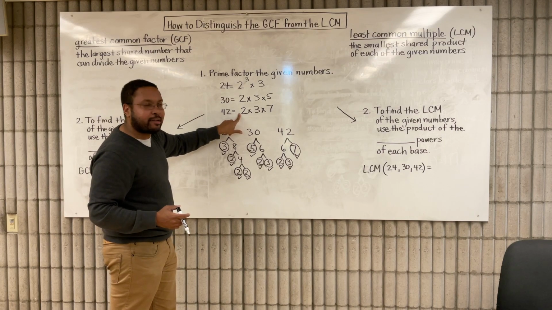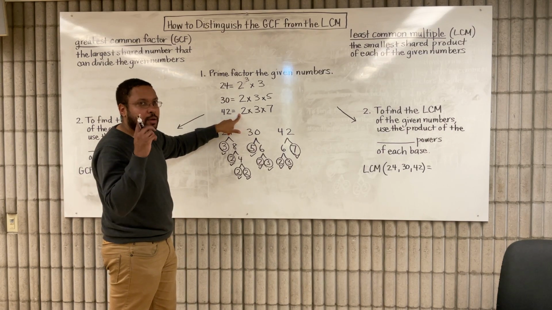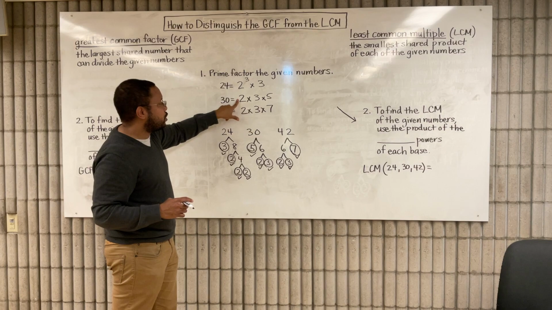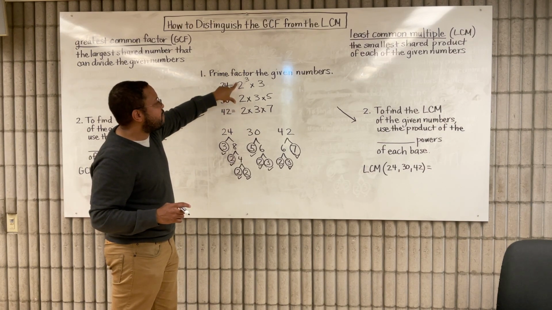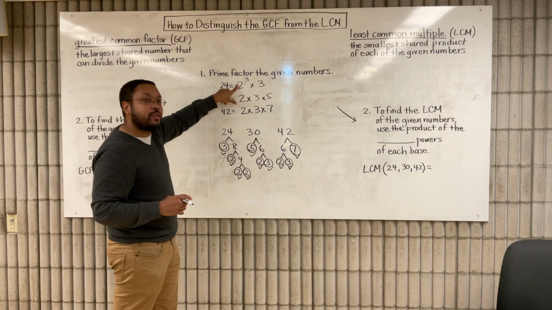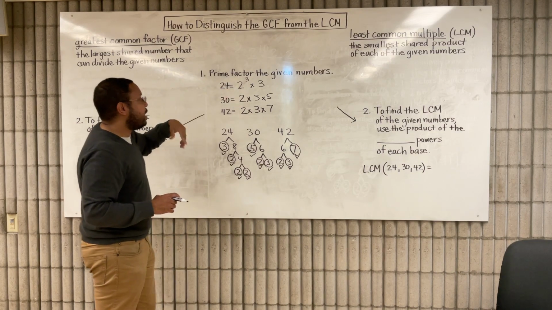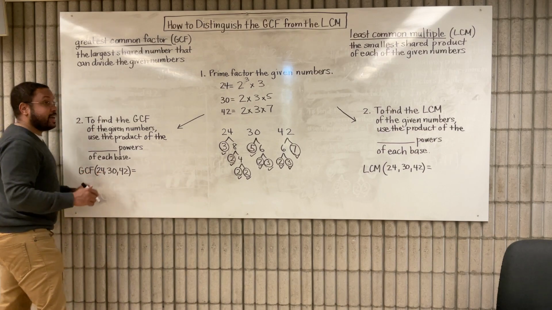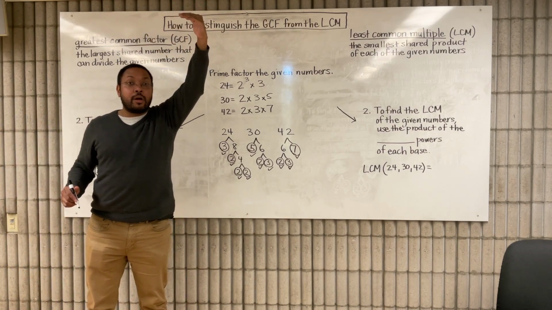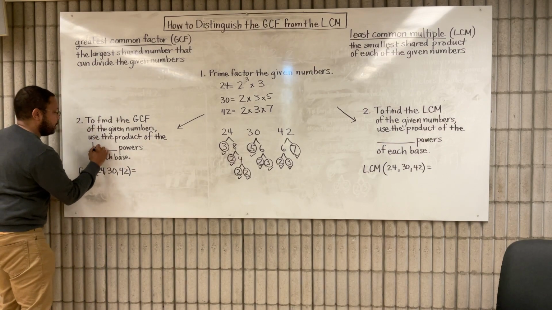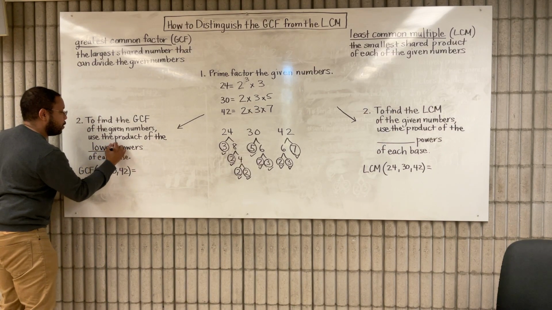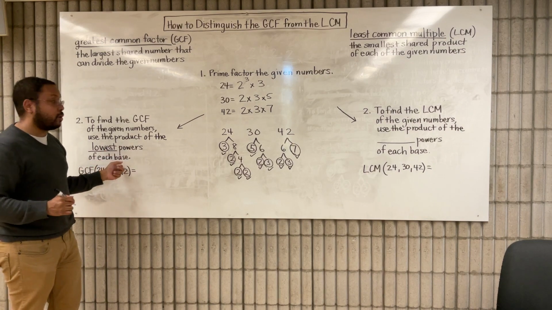Are there 3 factors of 2 in 2 to the first? No, there's only 1. So 2 to the first, 2 to the first, and 2 to the third. Is there one factor of 2 in 2 to the third? Yes. So to find the greatest common factor, we're going to take the lowest power of each different base, okay?